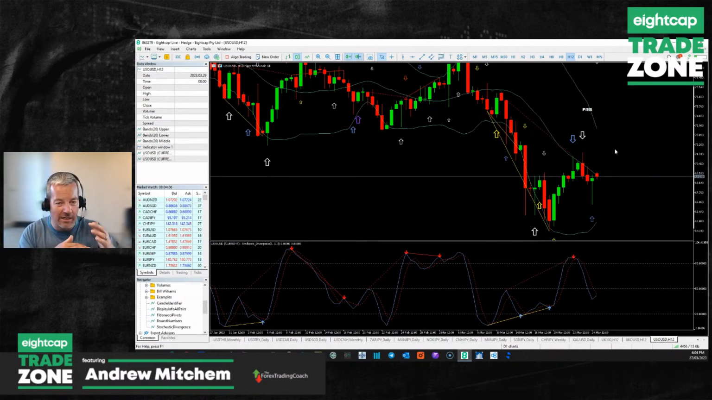I certainly don't use them as crossovers, but you've got to acknowledge that that level is a strong level. And when we see a bounce at and around that level, that starts to get me interested. I also see here what I call an N shape. On some of the previous sessions here at the Eightcap trade zone, you would have seen me talk about N shapes. So that to me is a nice pattern.